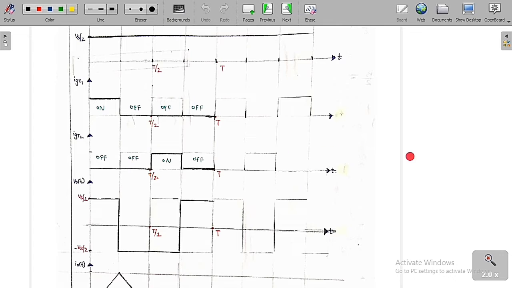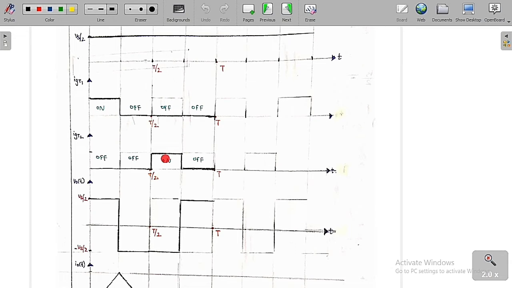This is the turning on procedure for T1 and T2. I am going to follow this procedure after the time T for each and every cycle. So if T1 is on and T2 is off, the output voltage is equal to Vs by 2.